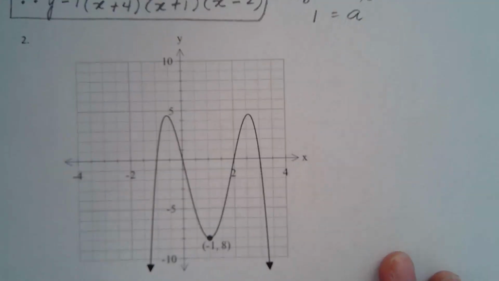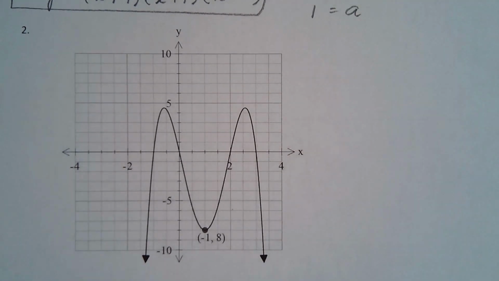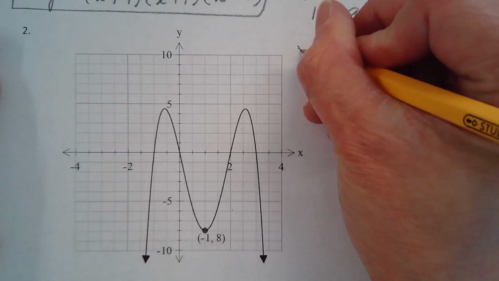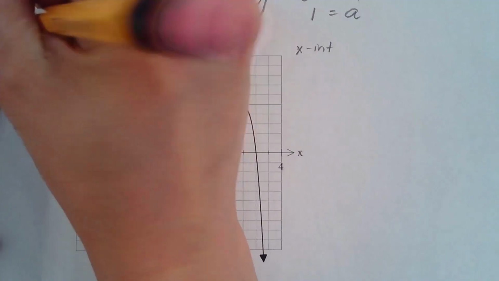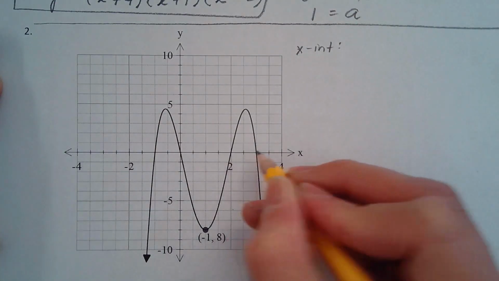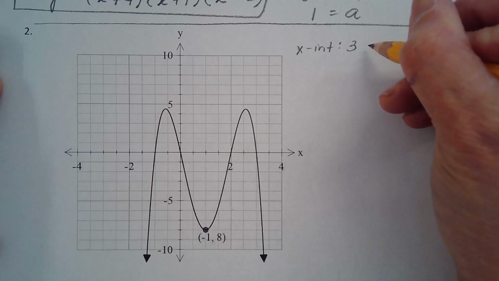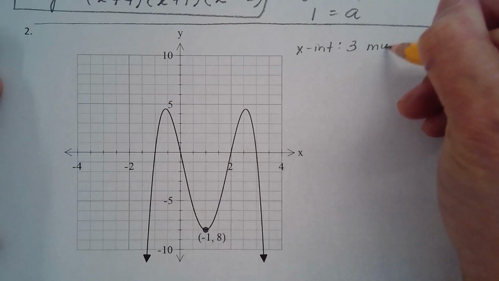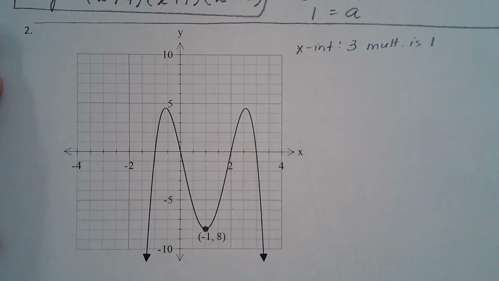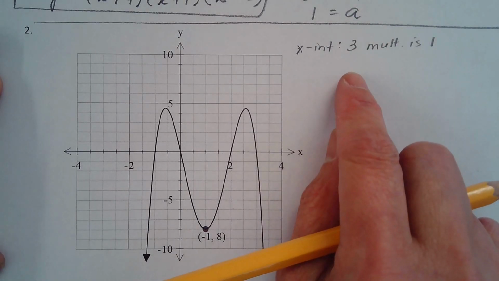Okay, what do you know about number 2? Anybody want to? The x-intercept is 3. Okay, so we're starting off with x-intercepts. I'm going to draw a line there. The x-intercept is 3. What's the multiplicity? Multiplicity is 1, okay. Any other x-intercepts?